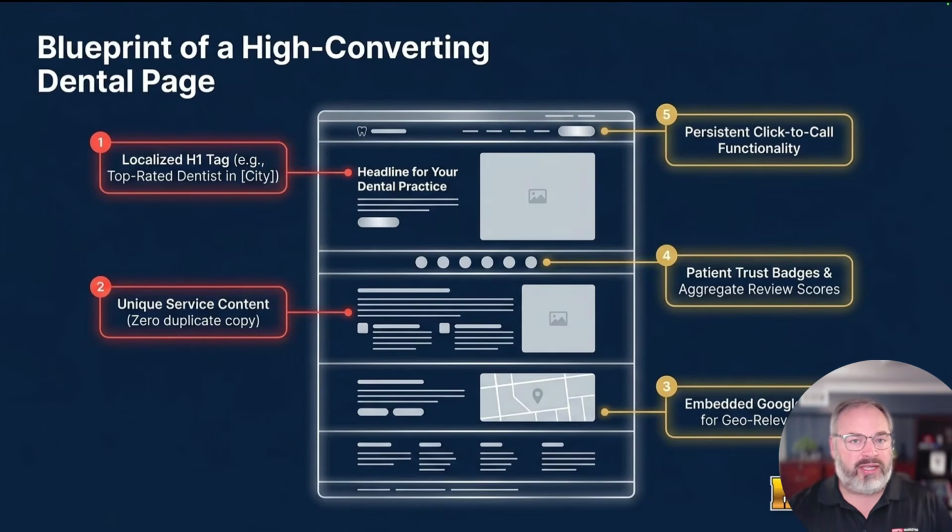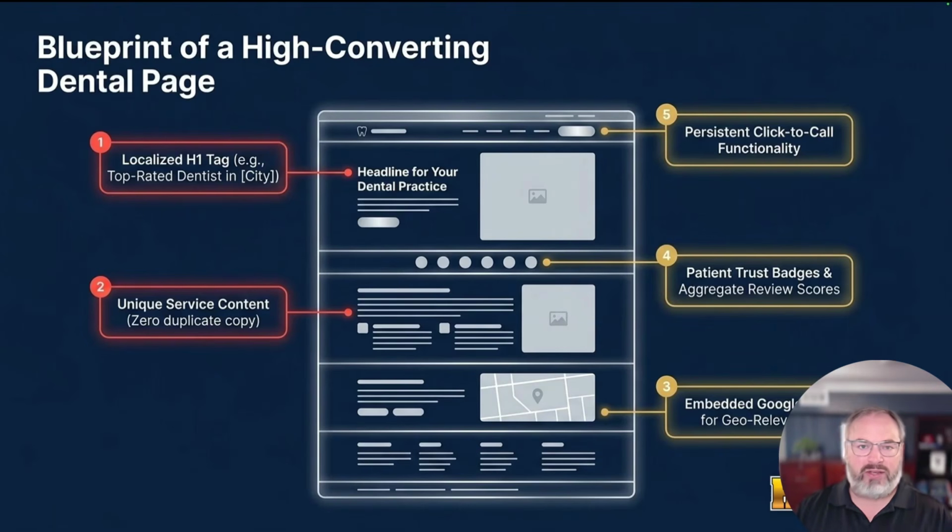Number two, you need to have unique service content, zero duplicate copying throughout your website. And you want this to align with what people are looking for, what your core services are. And again, you're trying to educate people, but also the robots, the AI search in Google, into what your dental practice offers. And then you want to drill down into service-specific pages. And then there's ways to structure those pages as well. Number three, you want an embedded Google map for georeferencing. This is really, really important. You want to, again, create a tie, a signal between your website and your Google business profile.